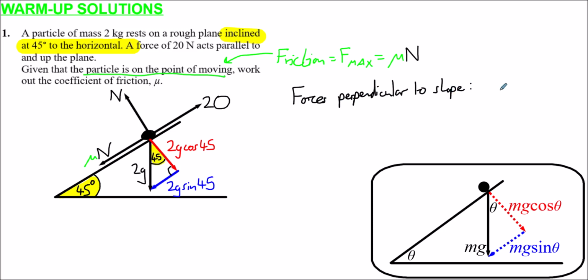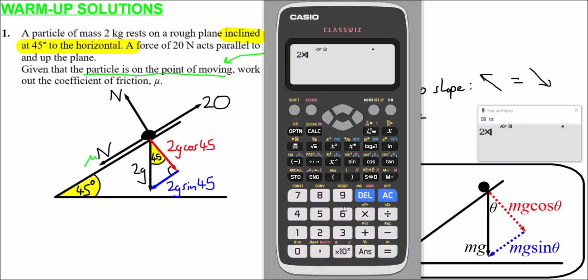Because it's in equilibrium, the forces going up will equal the forces, or components of forces, acting down. So in other words, the forces acting up and away perpendicularly, that's just n. And acting downwards, that's just 2g cos 45. It's just this red component of the weight. So n is 2g cos 45, which we can evaluate using the calculator. So 2g cos 45, 2 times 9.8 times cosine 45. That gives us, again, about 13.86.